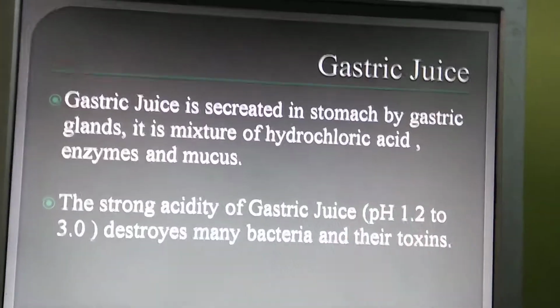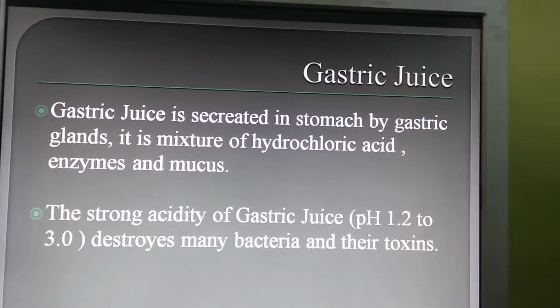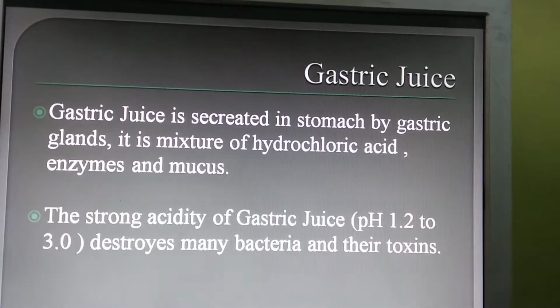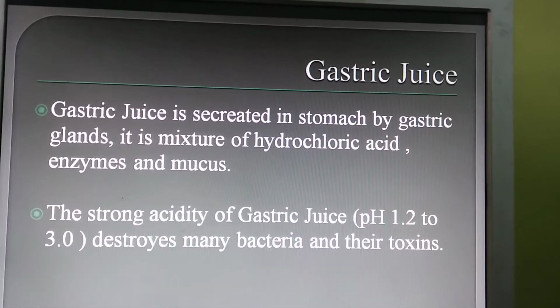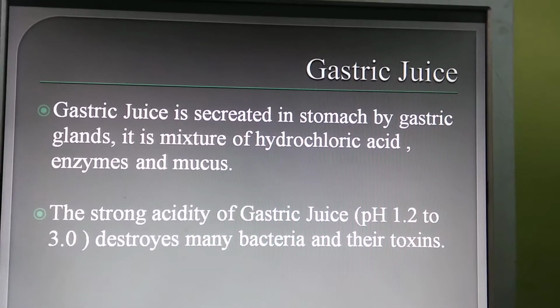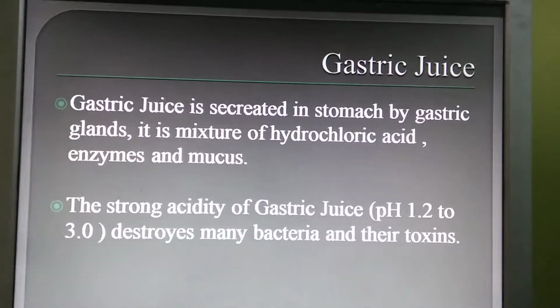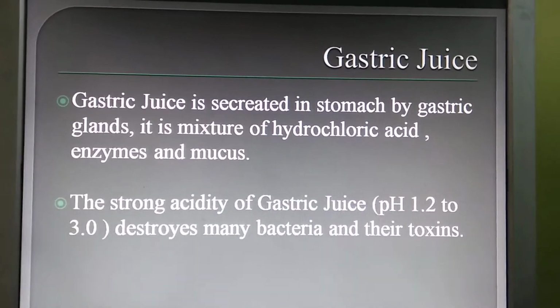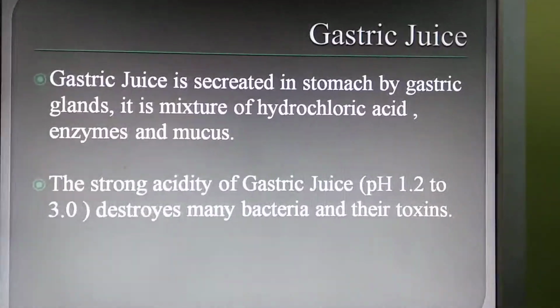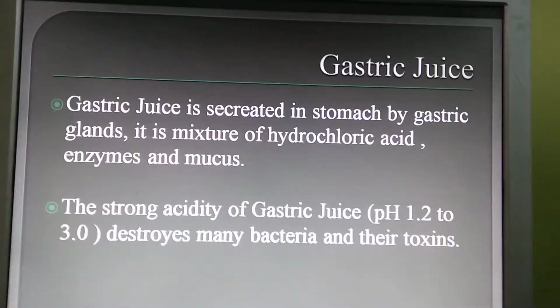Gastric juice is secreted in the stomach by gastric glands. It is a mixture of hydrochloric acid, enzymes, and mucus. The strong acidity of the gastric juice, when the pH is between 1.2 and 3, destroys many bacteria and their toxins.